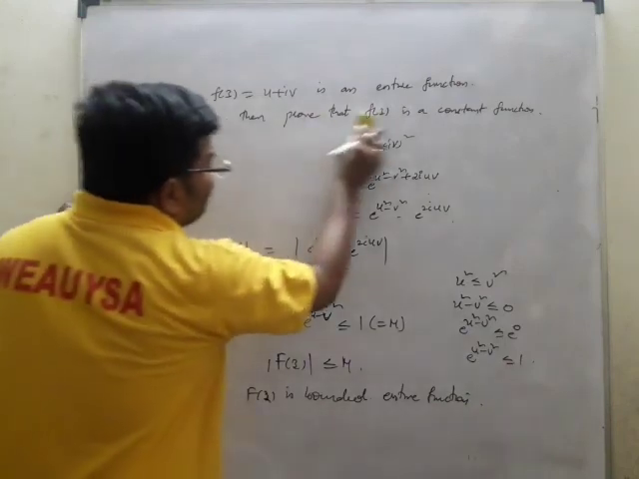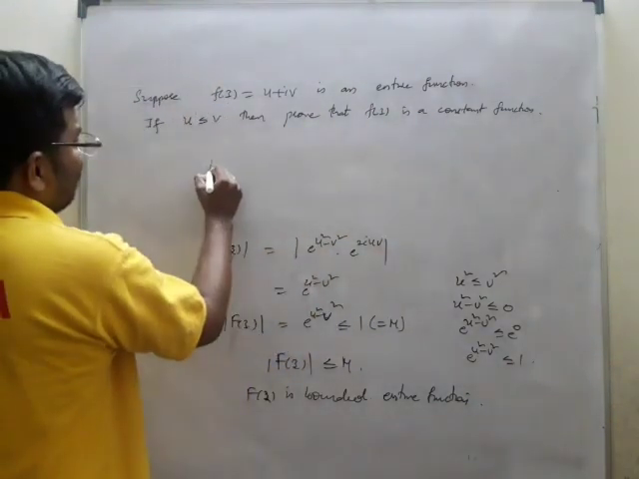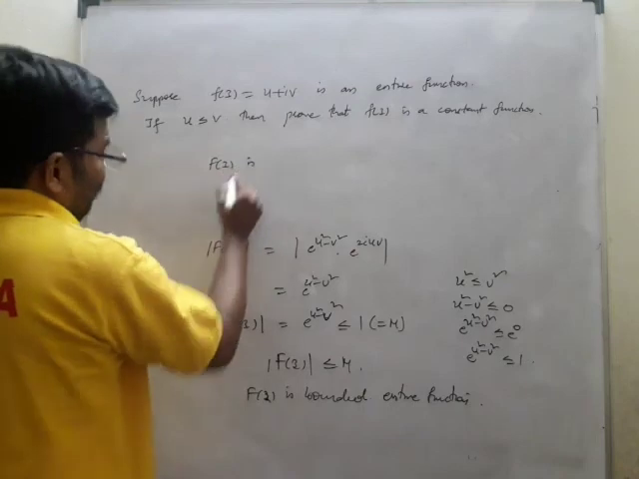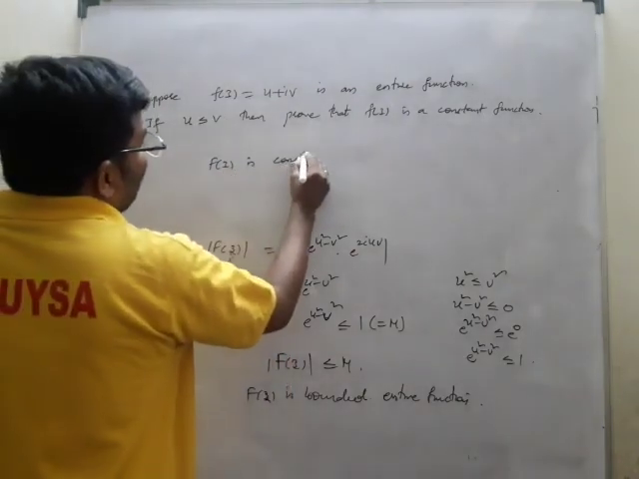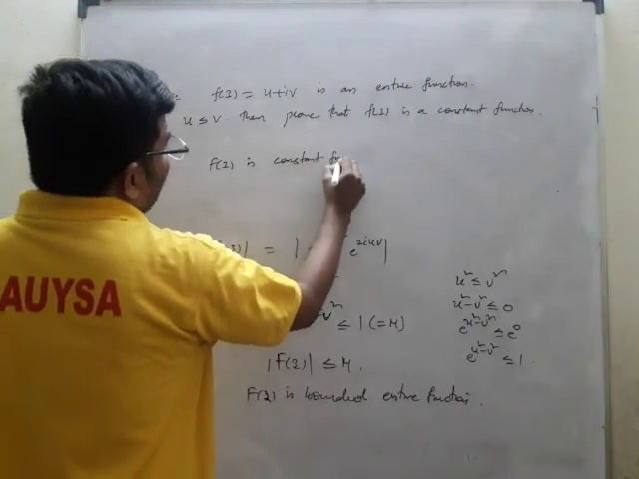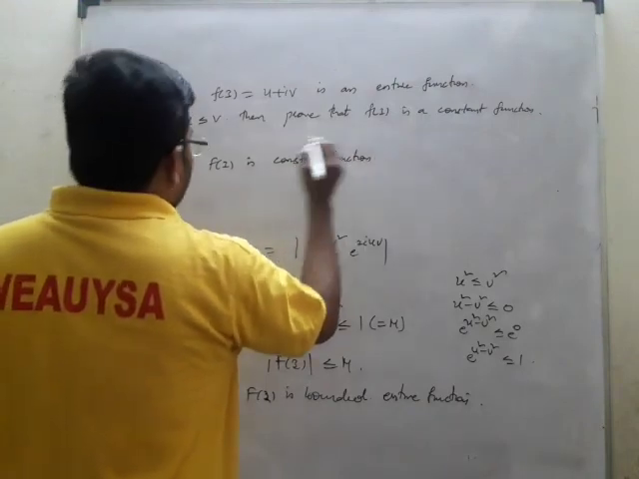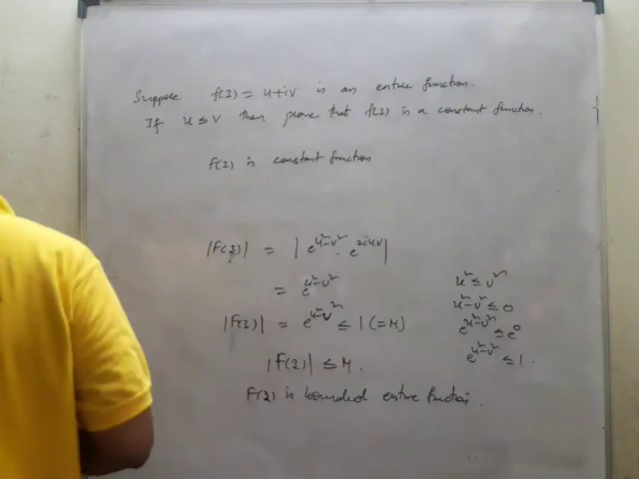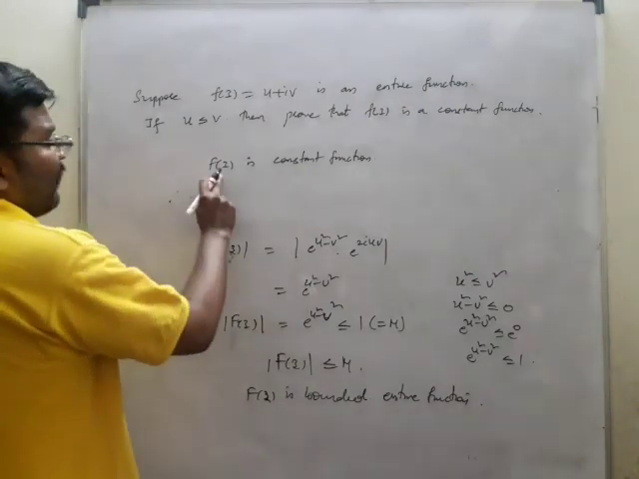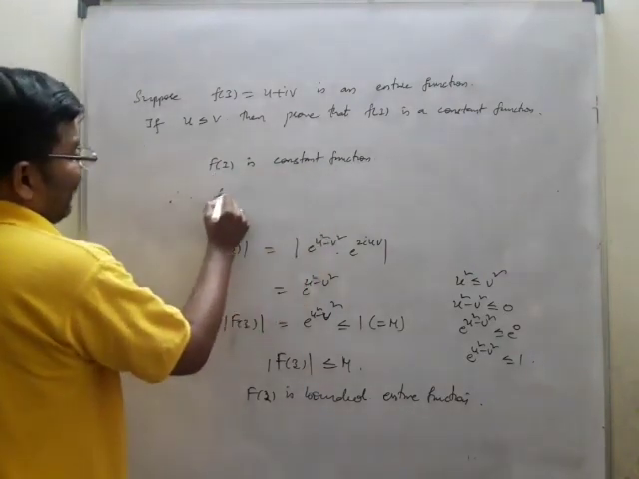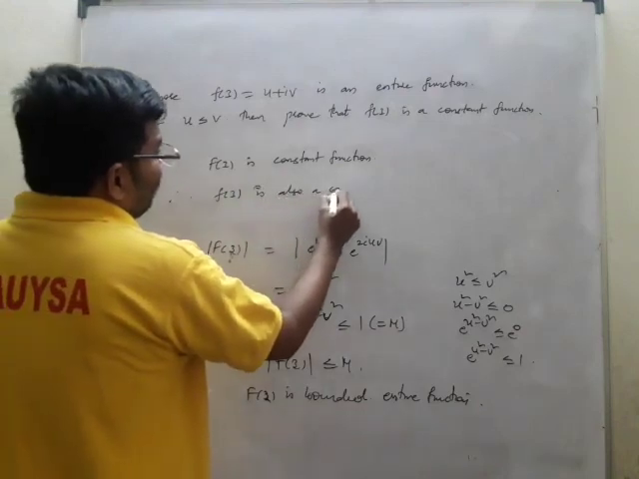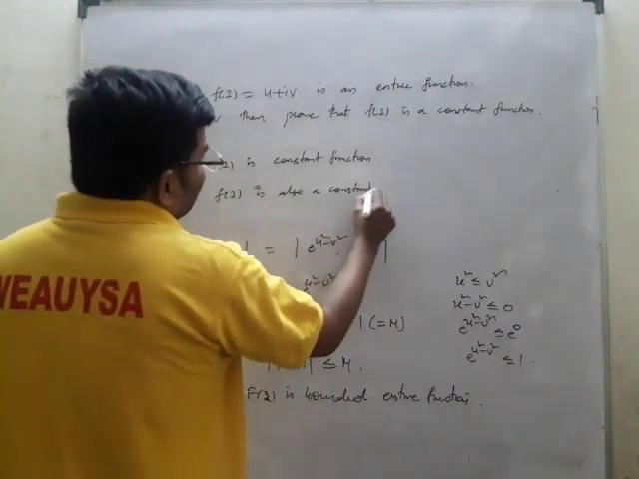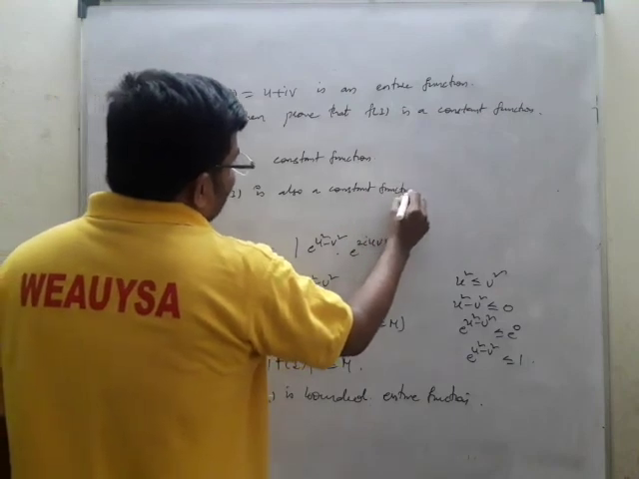So what can I write? I may write that F of z is a constant function, because it is bounded. I can conclude this as a constant function. Therefore, if capital F of z is a constant function, small f of z is also a constant function.